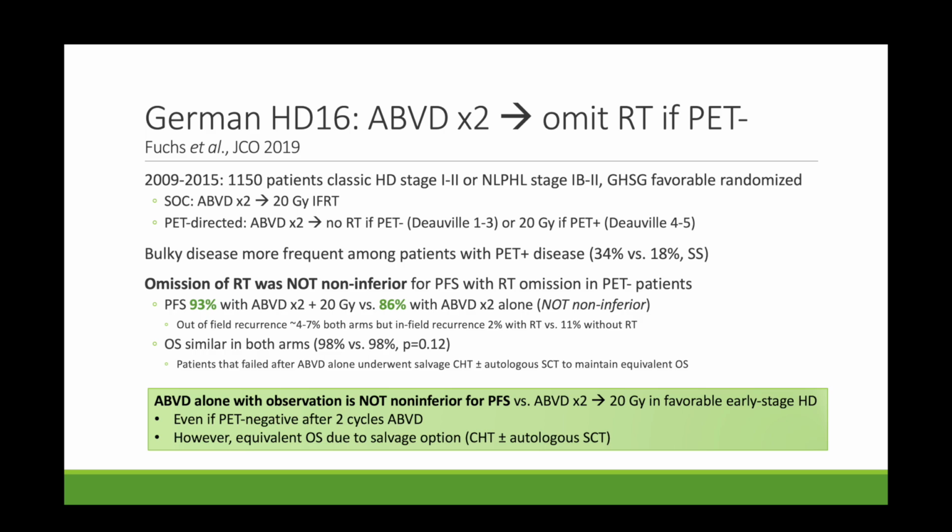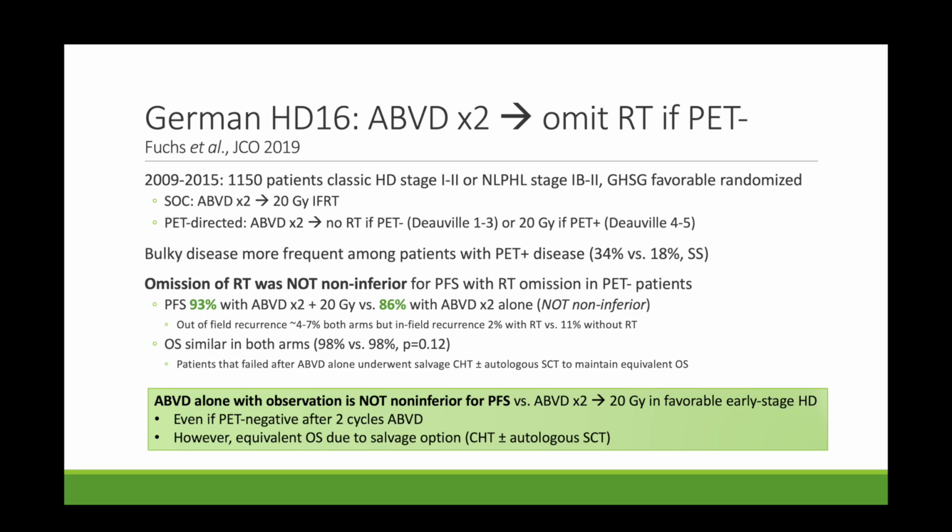And the reason that the overall survival was not worse is because there is a good salvage option. So the patients that failed after receiving ABVD alone ended up undergoing salvage chemotherapy with or without autologous stem cell transplant to maintain equivalent overall survival. So the conclusion from the German HD16 trial is that ABVD alone for 2 cycles with observation is not non-inferior for progression-free survival in patients that are PET negative.